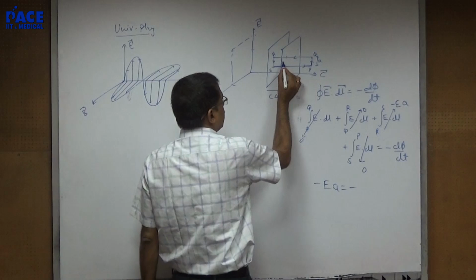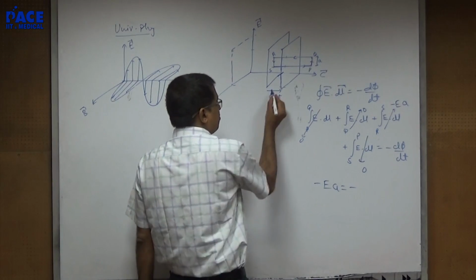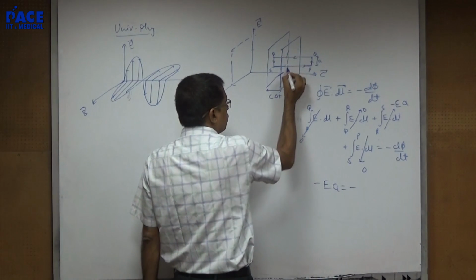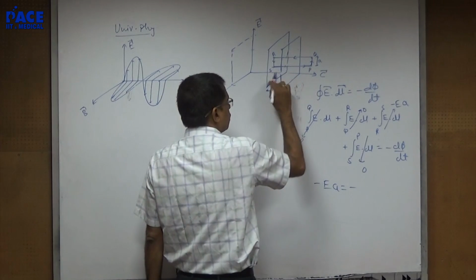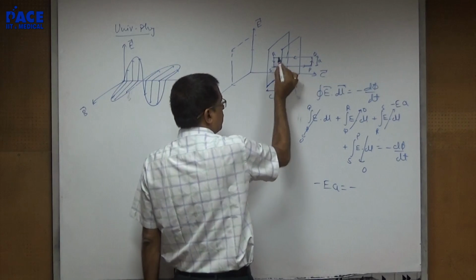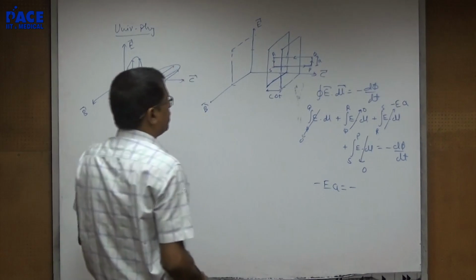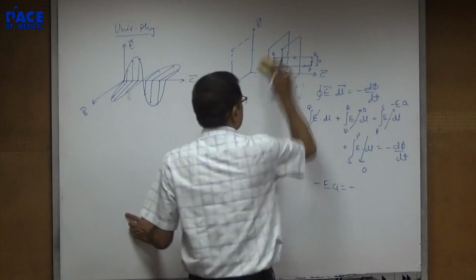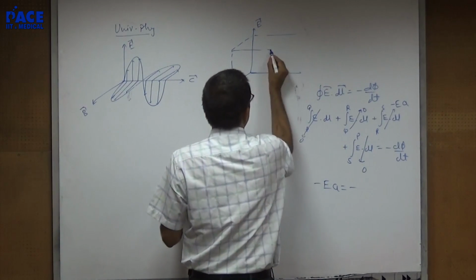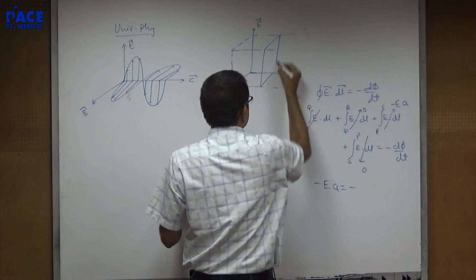What flux are you speaking of? The magnetic flux. What area did it sweep? This area it swept. Are you able to see that? Wait a minute. I will redraw this again so that you get a proper feel of it. Giving it some space.